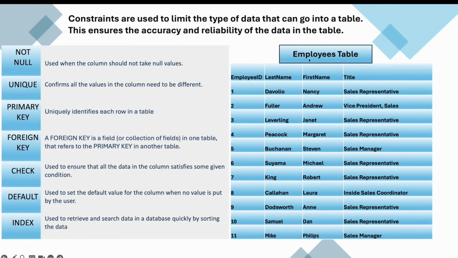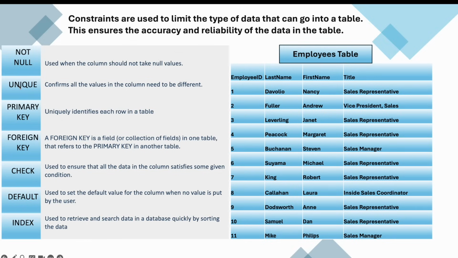Now, look at this table on the right, guys. I have an employee ID column, last name, first name, and title. If I apply NOT NULL on the last name column, then it means that every time I put a new value on this row, the last name column cannot be blank. I need to put some kind of value on the last name. Otherwise, I will get an error.